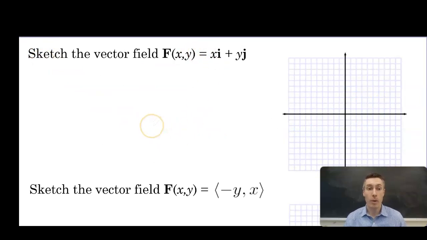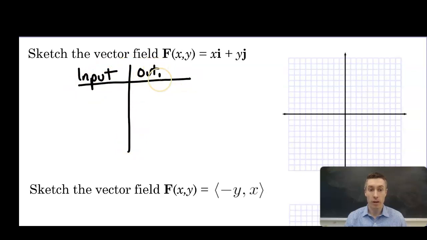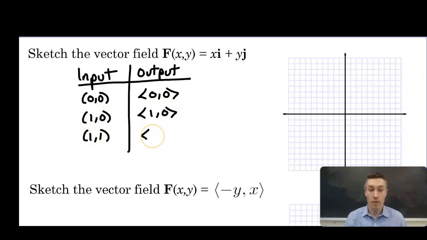Next vector field we're going to sketch by hand is xi plus yj. So again, we can just go through the mechanics of inputs and outputs for at least a few points, and then we'll graph. So if we input the point 0, 0, the output would be the vector 0, 0. If we input the point 1, 0, the output would be the vector 1, 0. Input the point 1, 1, the vector would be 1, 1. And let's say we want to go negative, right? Negative 1, 1. Then our vector would be negative 1, 1.